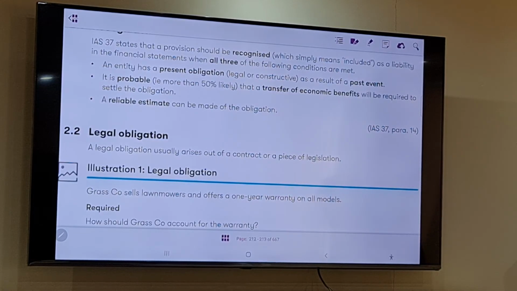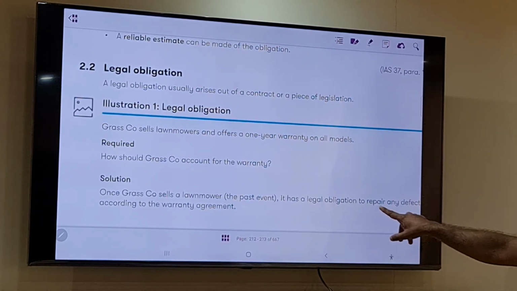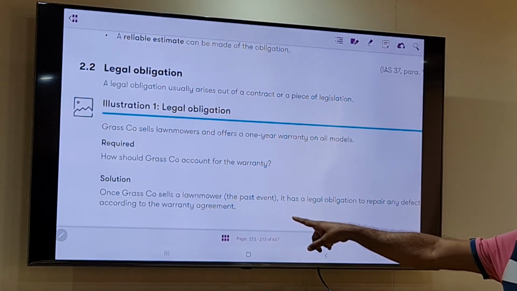Glass company sells lawn mowers and offers a 1 year warranty on all models. So is it a legal obligation or a constructive obligation? It's a legal obligation. So let's say he is selling 1,000 units, and if they think that for 5% of the 1,000 units we have to do warranty service, then you have to make a provision for 5% of that. Clear? So it has a legal obligation to repair any defect according to the warranty agreement.